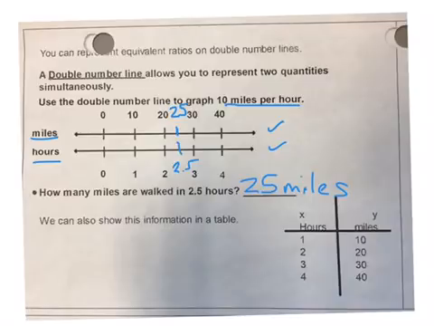This information can also be shown on a table. So if you look, we have 1 hour equals 10 miles, 2 hours is going to be 20 miles, 3 hours would be 30 miles, and 4 hours would be 40.